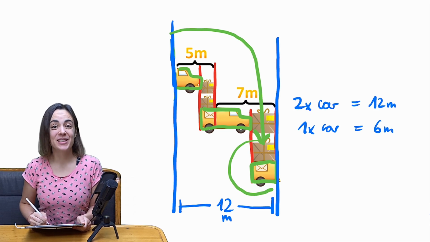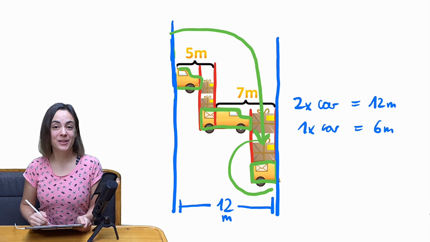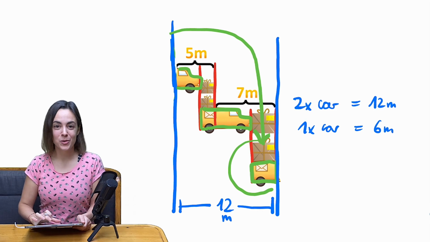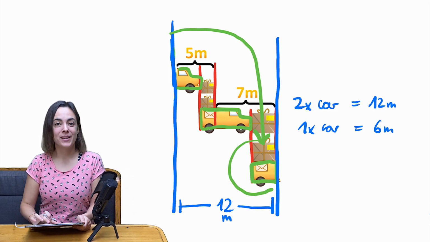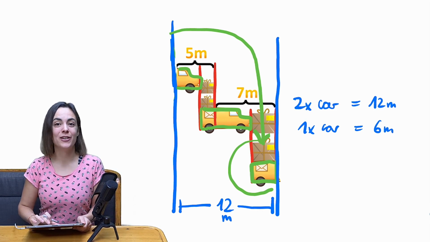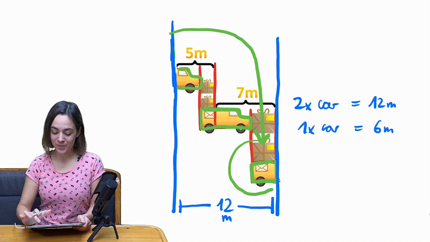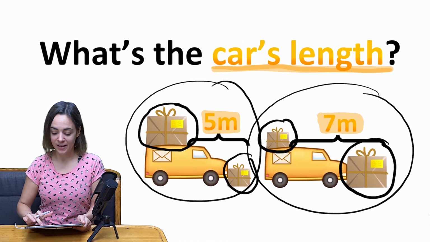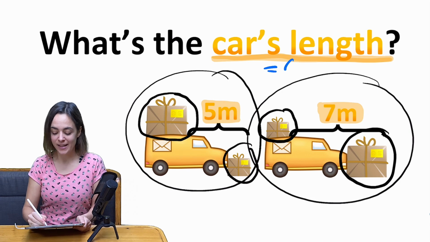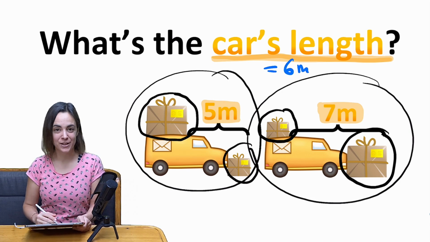And this obviously was super easy to calculate, as the most work was just done by a smart rearrangement of the images. So the length of the car, easy peasy, equals 6 meters.